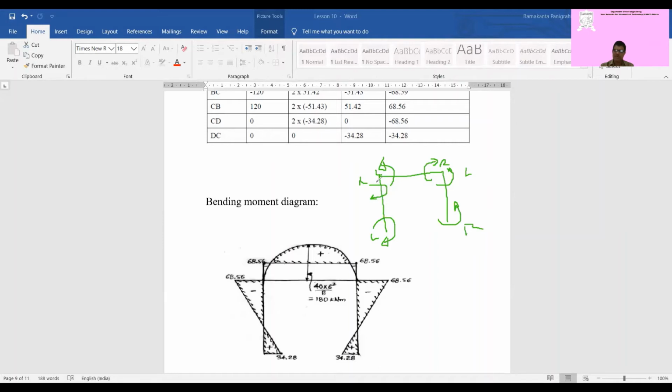Because it is clockwise, it will be negative. Now here the anti-clockwise means negative. Here clockwise means negative. So both will come on the same side. And here anti-clockwise means negative. Here anti-clockwise is positive because it is the right hand. From right side anti-clockwise is positive. And like this, you draw the diagram.